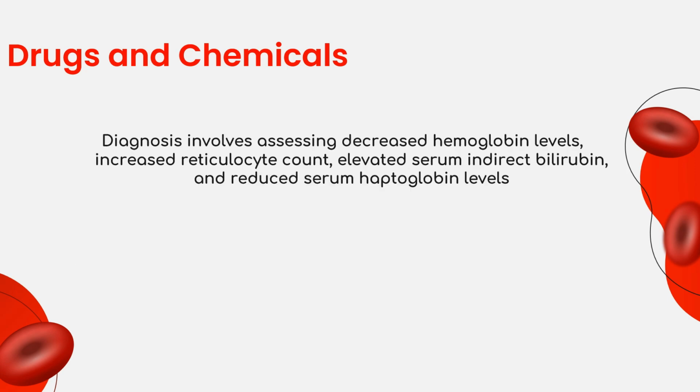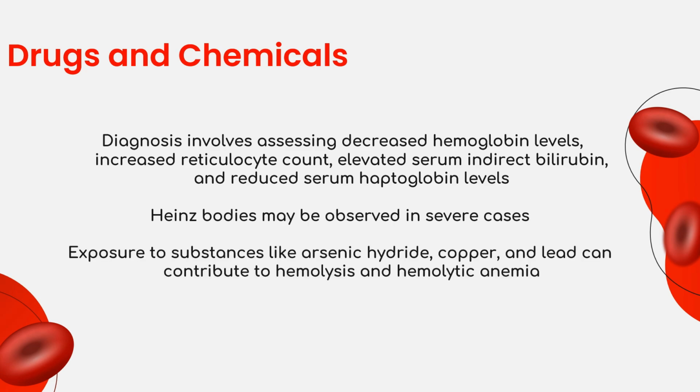When assessing drug or chemical-induced hemolytic anemia, specific laboratory findings can provide valuable insights. These include a decrease in hemoglobin levels, an increase in the reticulocyte count, an elevation in serum indirect bilirubin, and a reduction in serum haptoglobin levels. In more severe cases, Heinz bodies may be observed within red blood cells. These bodies, denatured hemoglobin aggregates, can only be detected using a supravital stain. They appear as round, blue granules attached to the inner membrane of the red blood cell.